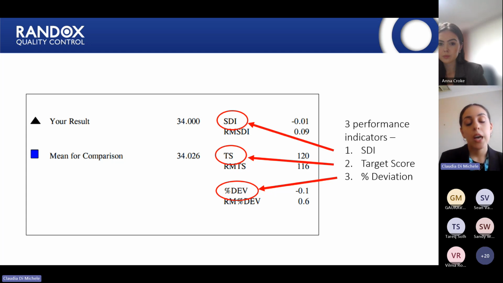Target scores range from 10 to 120, with higher being better. It's generated by RIQAS and it factors in deviation of the lab's result to the mean and factors in an acceptable deviation for that test, which we name TDPA, Target Deviation for Performance Assessment. And the third metric is percent deviation. So this is a percent deviation, or what's sometimes called bias, from your lab's result to the mean result.